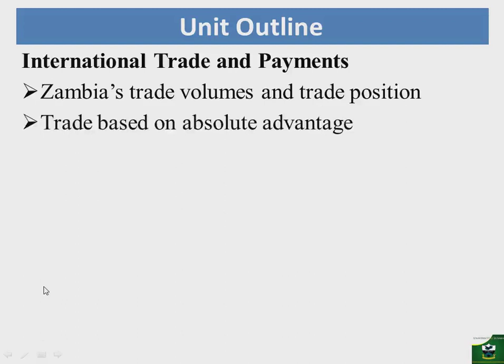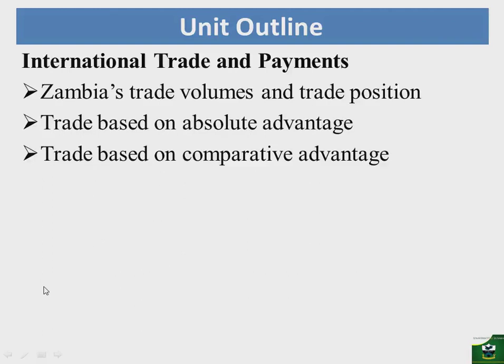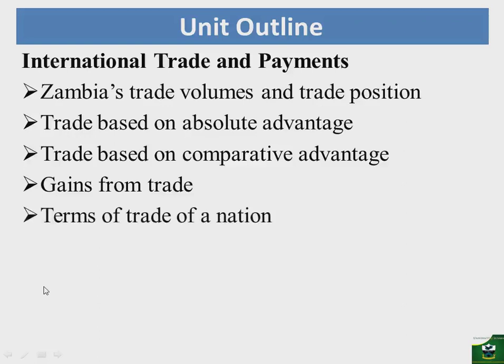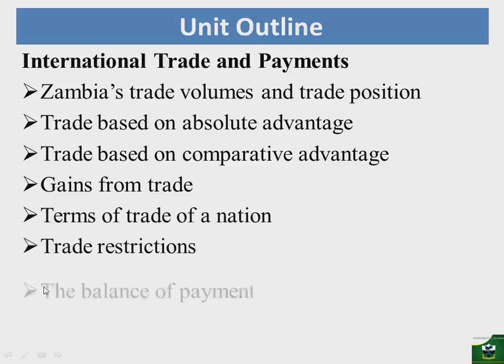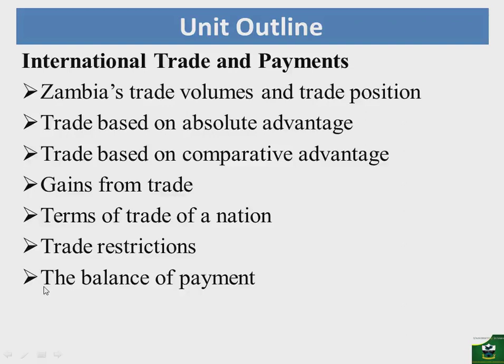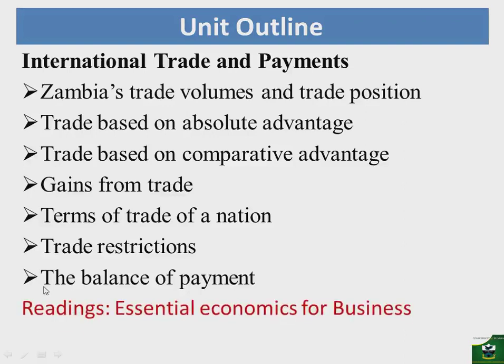And then we will look at trade based on absolute advantage. In addition to this, we'll build this to trade based on comparative advantage. Given that, after understanding the trade which is based on comparative advantage, we would also want to look at the gains from trade as well as the terms of trade of a given nation. In addition, we'll look at trade restrictions, and finally the last thing we'll look at will be the balance of payment. For further readings, you can read Essential Economics for Business, which is the book that I shared with you.